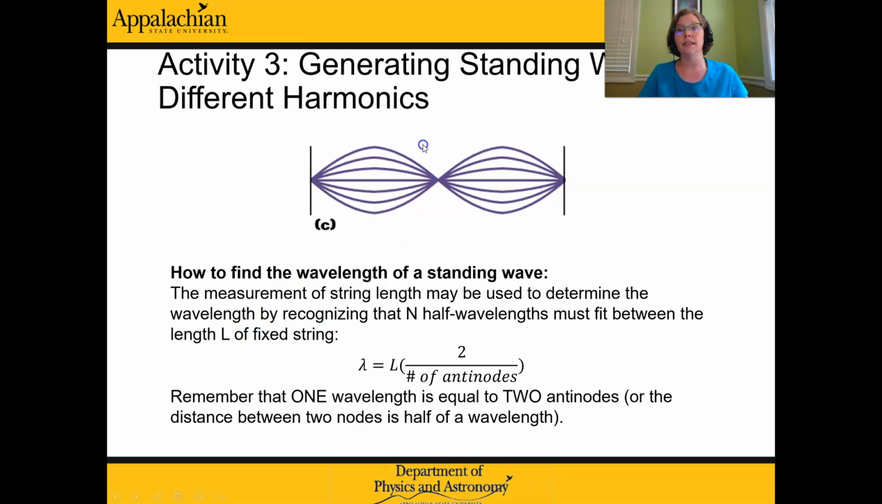So in other words, this is a second harmonic. It's got 2 antinodes. I can find the wavelength of that second harmonic by measuring the length from one end to the other, and I'm going to take the value of 2 divided by the number of antinodes. So 2 divided by 2 is 1. The wavelength for this particular harmonic is just 1 times the length of the string. Remember, 1 wavelength is equal to 2 antinodes, or another way you could think of it is the distance between 2 nodes is half a wavelength. So this distance is always half a wavelength.